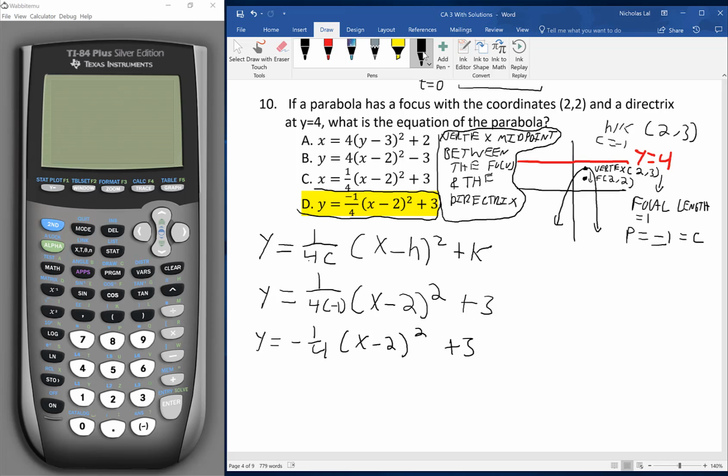So you got to make sure that you know to find the midpoint between the focus and the directrix. Know your equations for parabolas, and then be able to plug in your focal length and your vertex into your equation. So that's problem 10.